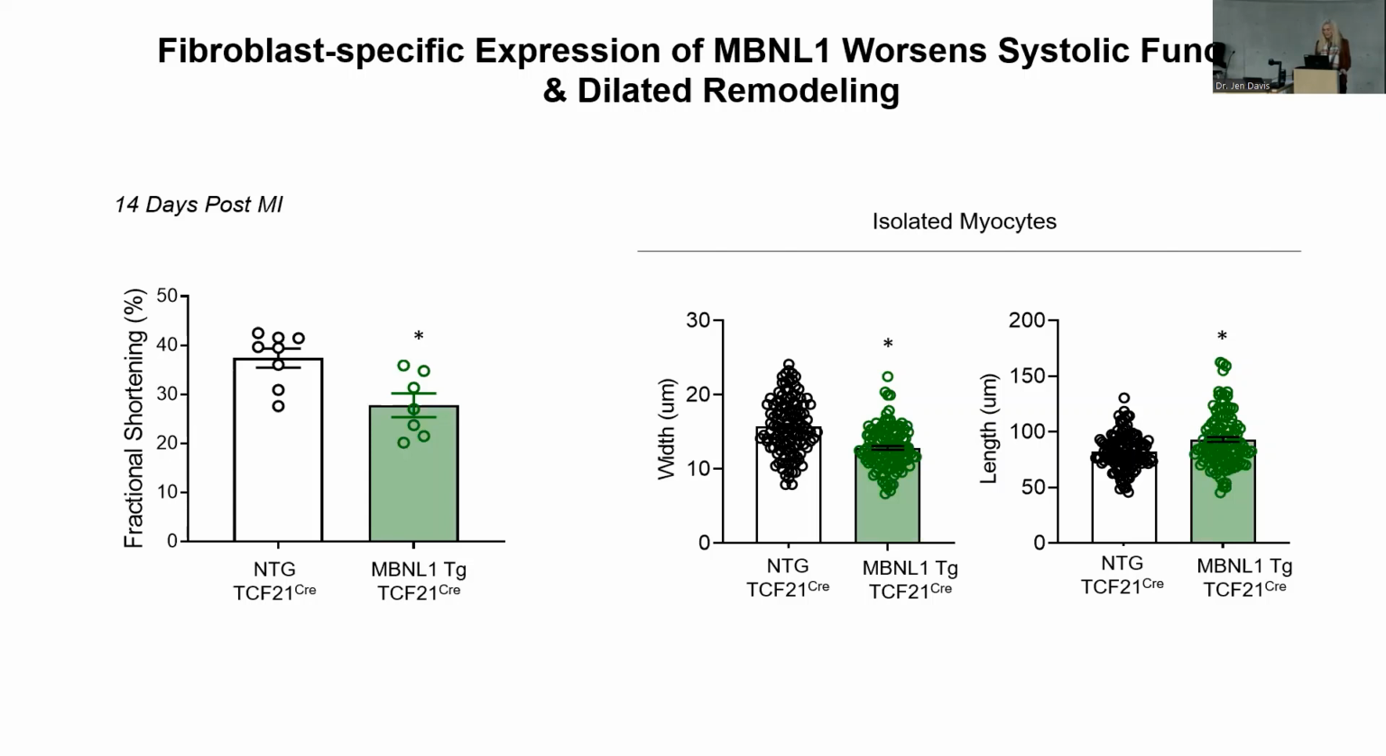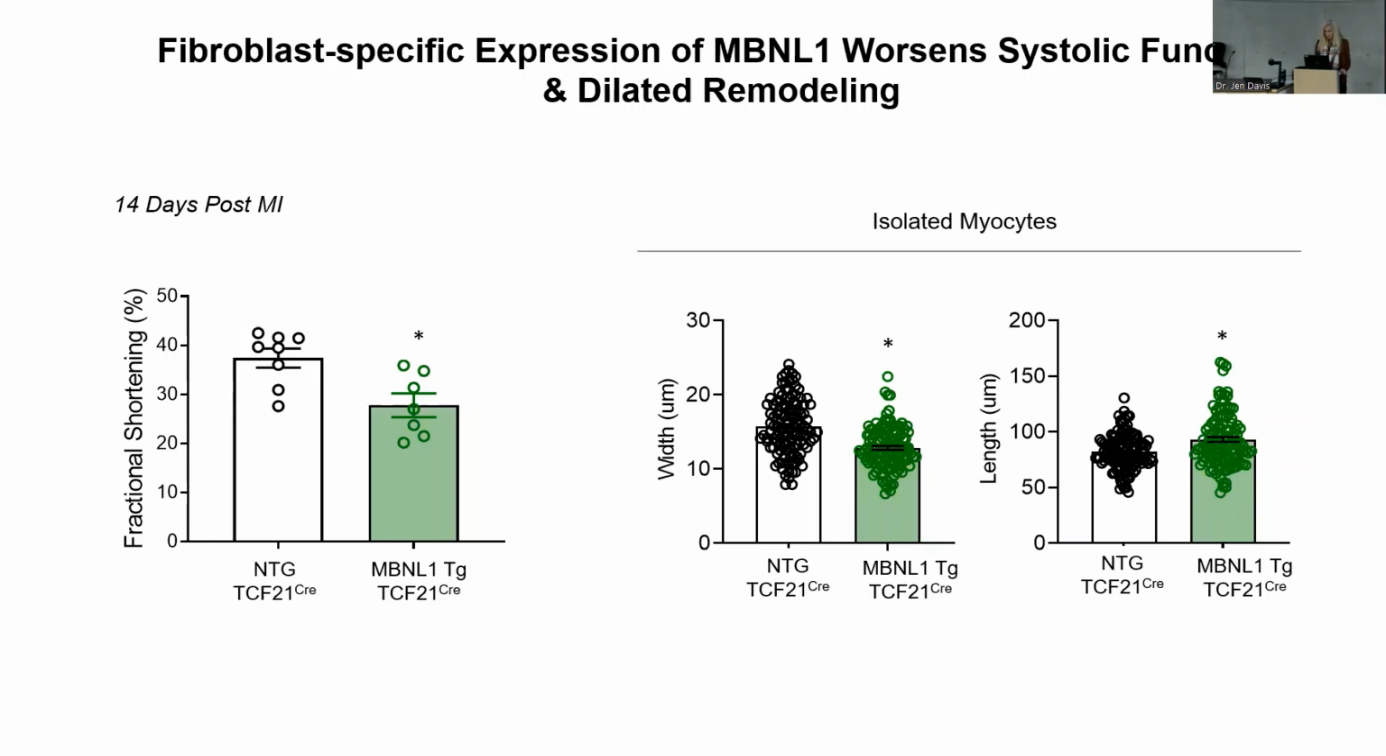We also saw that these hearts were dilating more, and we saw this at a morphological level in the myocytes. So we actually digested these hearts and measured the length and width ratios of isolated myocytes. We found that these myocytes were more narrow as well as longer, and that's a classic morphological feature of dilation. So the hearts don't do very well.